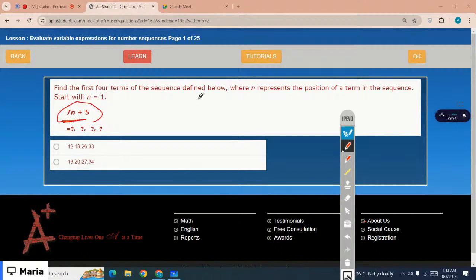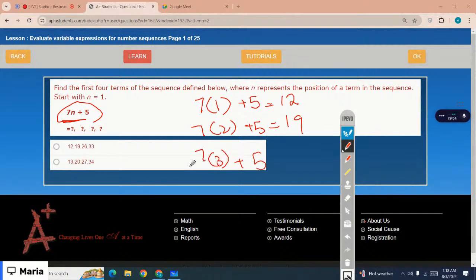So for the first value, replace n with 1. So 7 times 1 is 7, and 7 plus 5 is 12, right? For the second one, replace n with 2. 7 times 2 is 14, and 14 plus 5 equals 19, right? For the third one, replace n with 3. 7 times 3 is 21, and 21 plus 5 is 26.